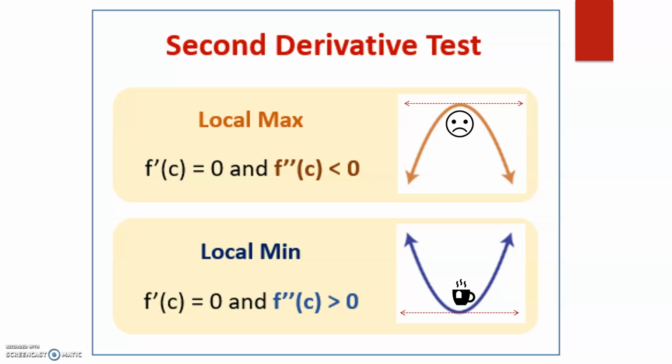But if your second derivative is negative, then that means that you have a horizontal tangent line and your function is concave down like a frown. And so that would help you justify that there is a maximum value at x equals c. Same thing for minimum, except that's concave up. And so you would have a minimum at that critical point.